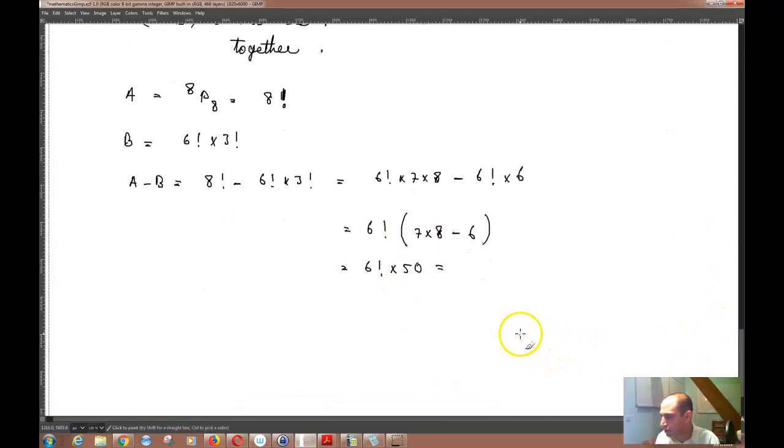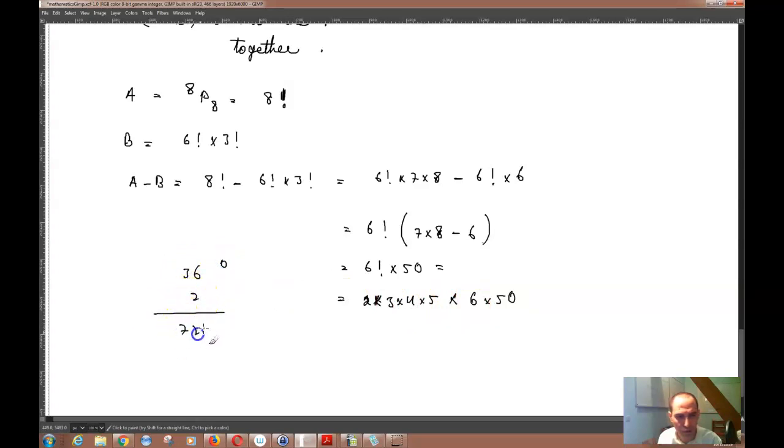And 6 factorial times 50 is the same thing as 1 times 2 times 3 times 4 times 5 times 6 times 50. So this is equal to 6, and this is equal to 6, that's 36. 36 times 20 is equal to 720. So 720 times 50. 2 zeros there. That's 36,000. Okay. So that's how you would calculate this example.